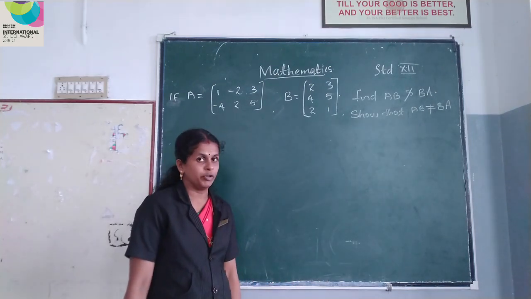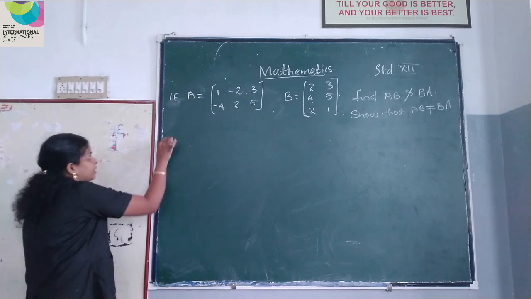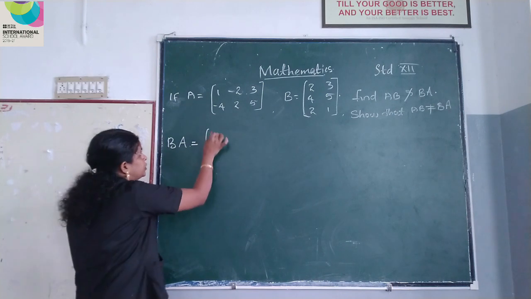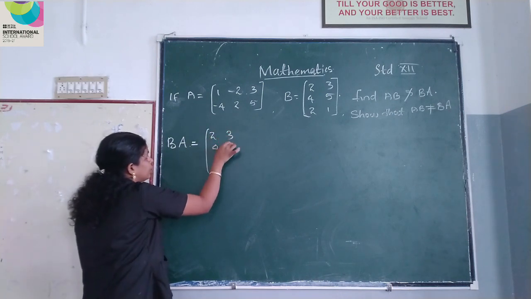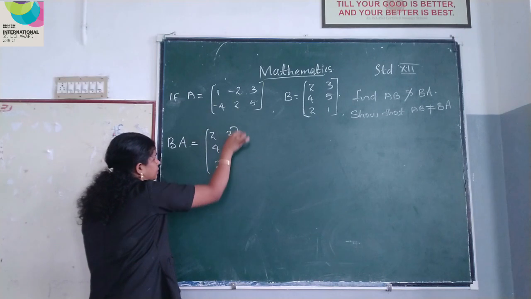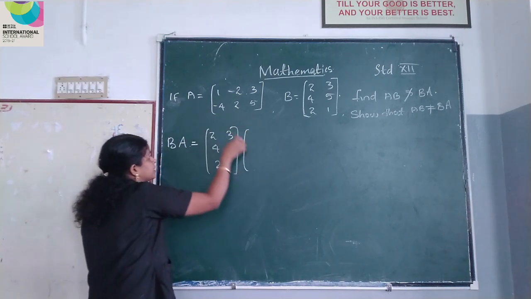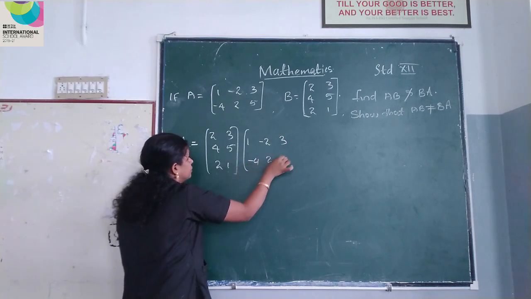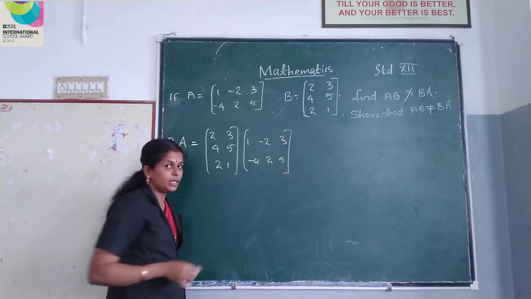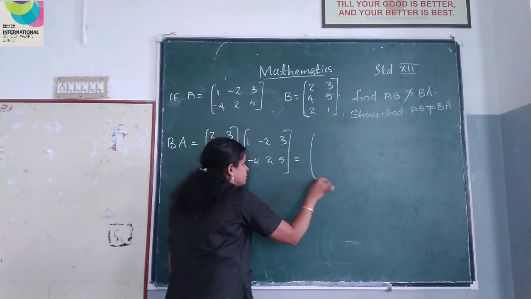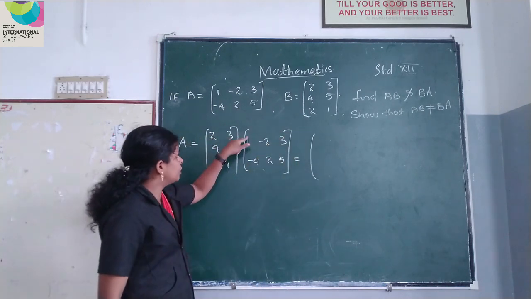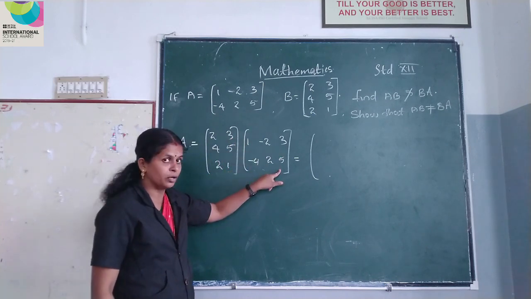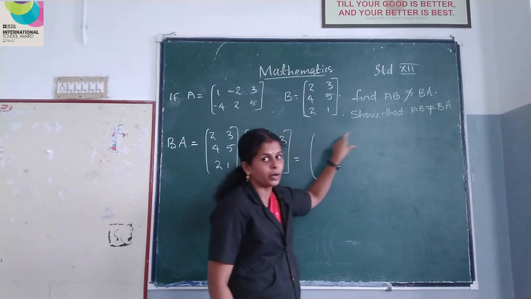Next, we have to find out BA. So first we write B, second A. So B is equal to the matrix [2, 3; 4, 5; 2, 1], into A. A is equal to [1, -2, 3; -4, 2, 5]. Then it is equal to first row into first column, first row into second column, first row into third column.